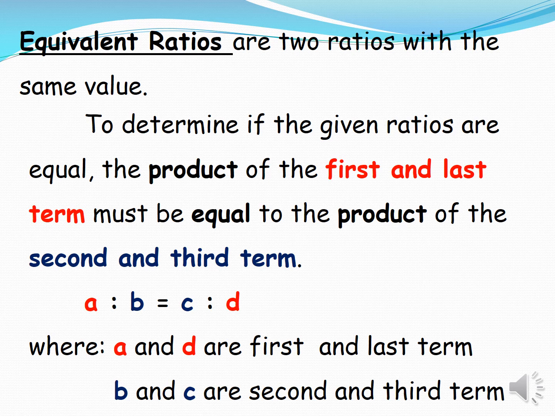Equivalent ratios are ratios with the same value. To determine if the given ratios are equal, the product of the first and last term must be equal to the product of the second and third term. In representation, we have A is to B is equal to C is to D, where A and D are first and last term, B and C are second and third term.